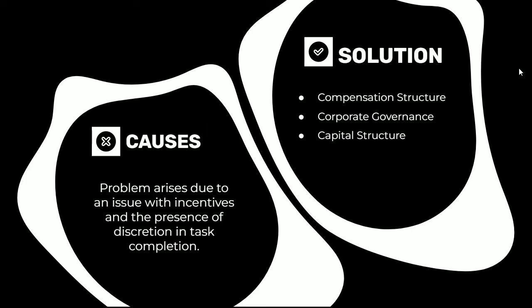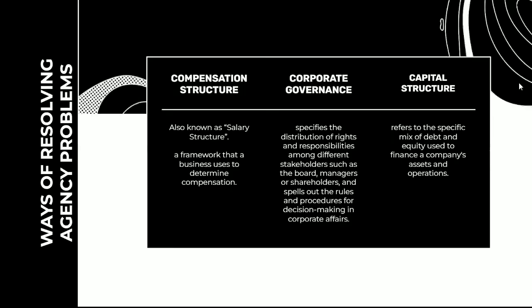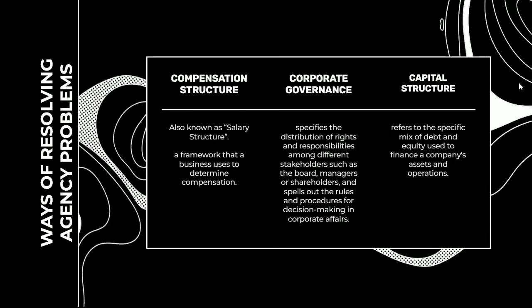Three ways of resolving agency problem. Compensation structure, also known as salary structure, a framework that a business uses to determine compensation. Shareholders put capital into a company and they want their resources maximized. Managers are contracted to control the company's day-to-day projects.